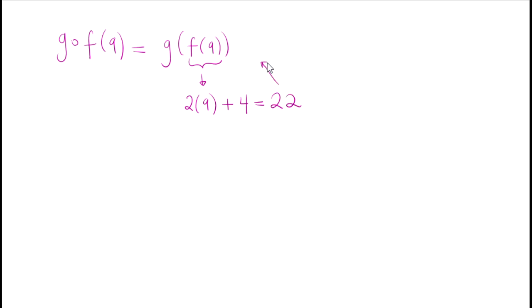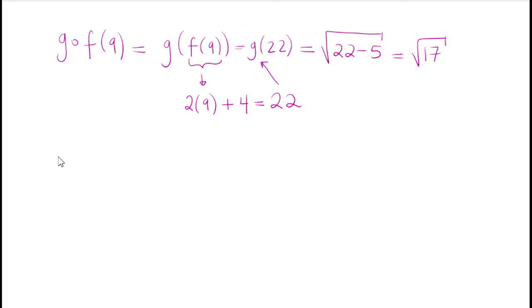So I'm looking at g of 22. And g of 22 is the square root of 22 minus 5, which is the square root of 17. So that actually shows that the order is really important in these compositions. Order is very important.